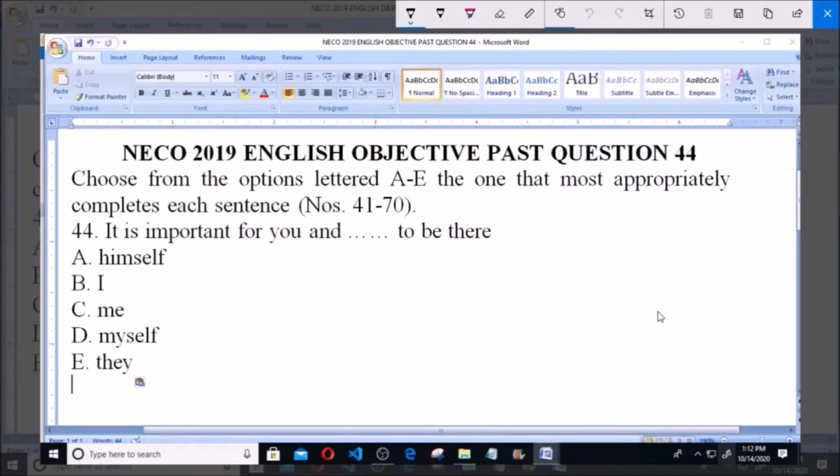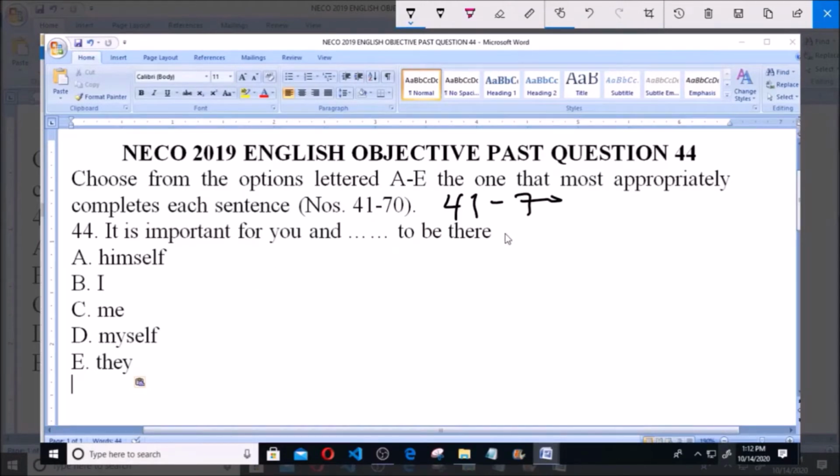So now welcome, this is NECO year 2019 English objective past question number 44. The instruction here says choose from the options lettered A to E the one that most appropriately completes each sentence. And this instruction is to answer questions 41 to 70. And the statement here says it is important for you and dash to be here.